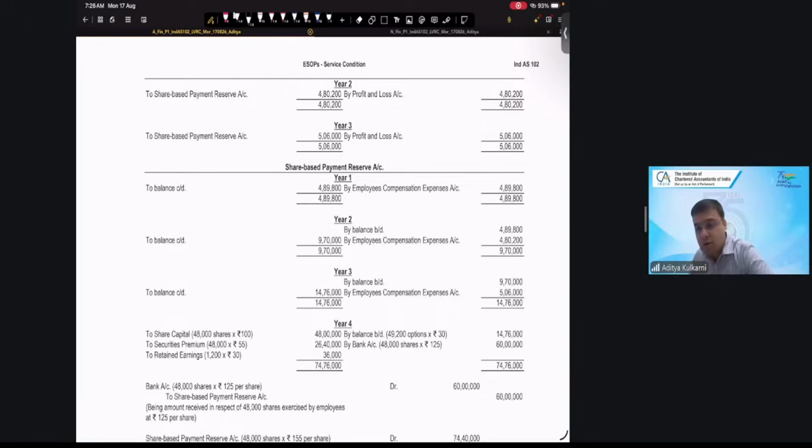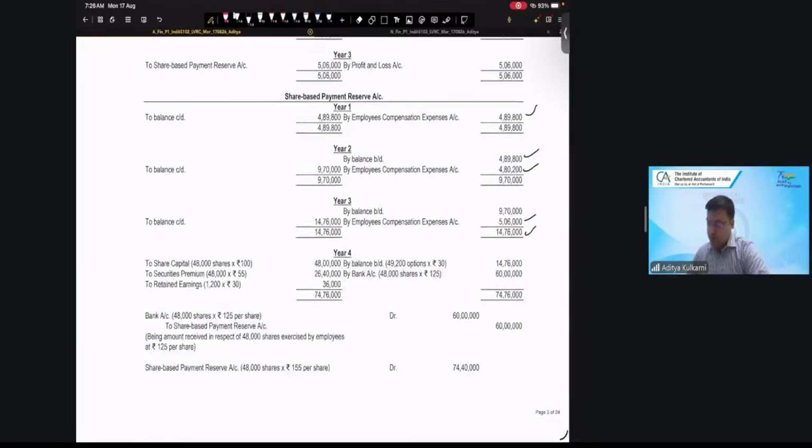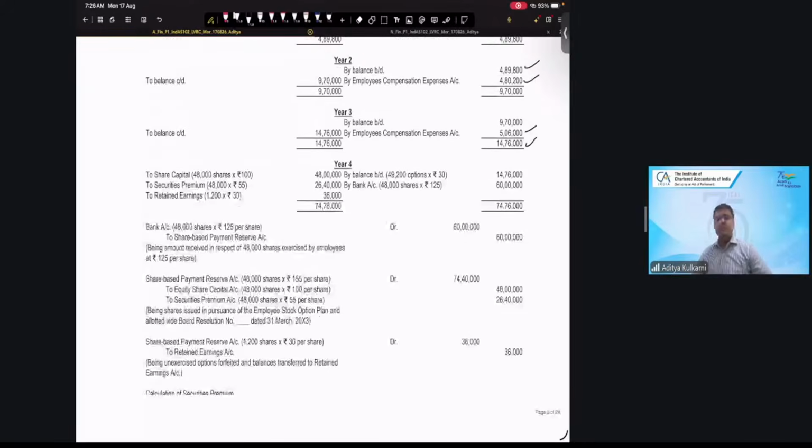No doubts. Okay, fine. Coming to SBP reserve, this is the opposite, by employee compensation. So 489,800, 480,200, and then 5 lakh 6,000. So this becomes your third year accounting. Coming to the next one. Now, year 4. What is year 4? Is it a vesting year or is it an exercise year?